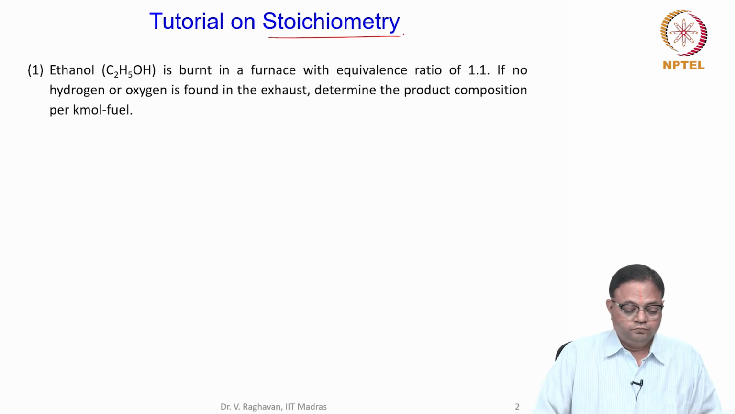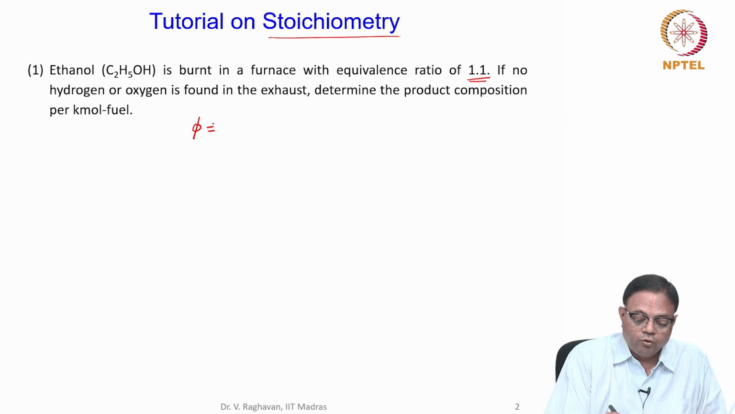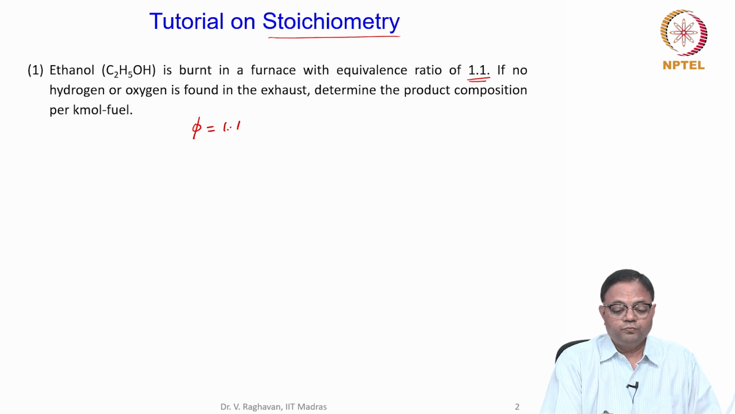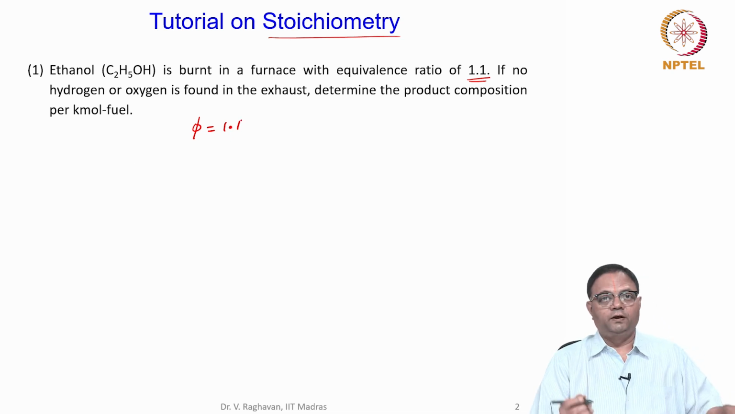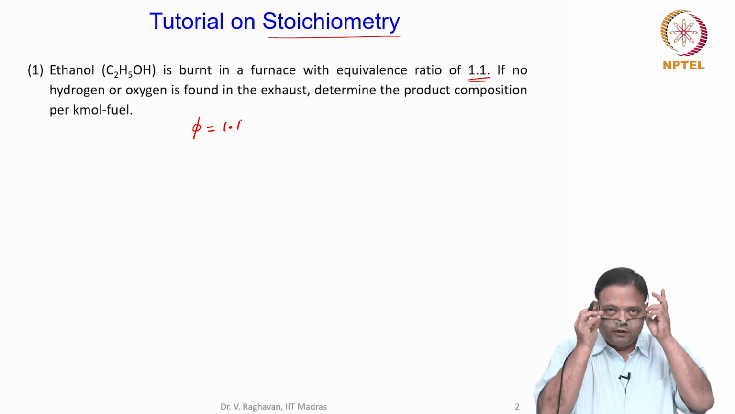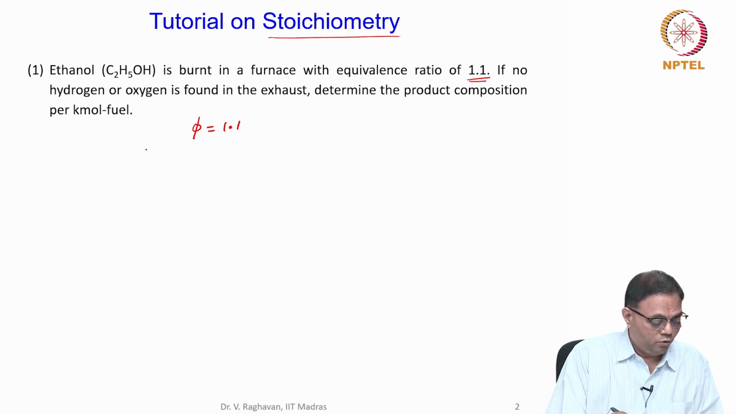Problem number 1. Ethanol, ethyl alcohol, is burnt in a furnace with an equivalence ratio of 1.1. If no hydrogen or oxygen is found in the exhaust, determine the product composition. Now, the equivalence ratio is given as 1.1. So that means the amount of air supplied is basically less than the required theoretical amount. So let us do this problem.